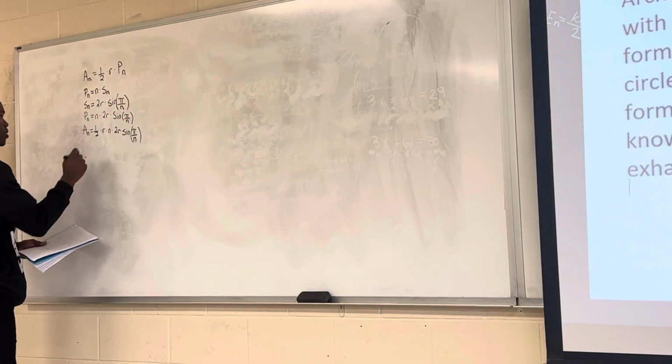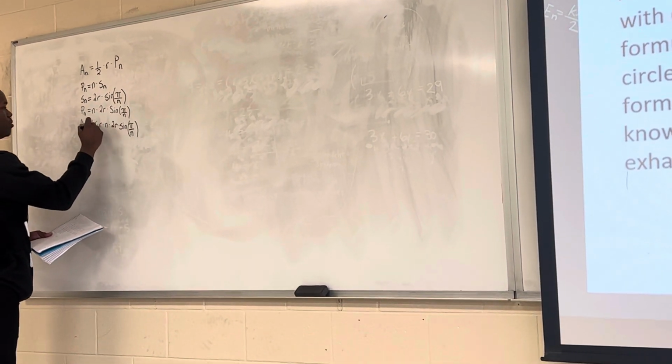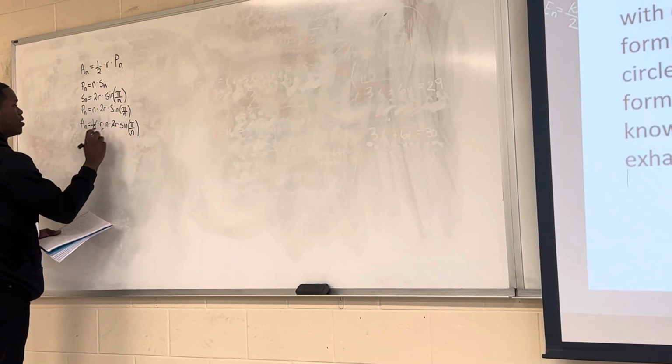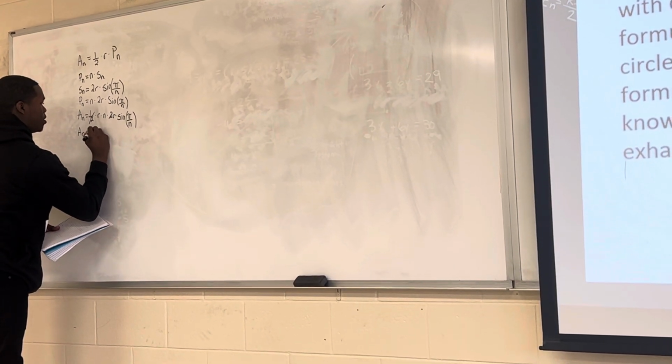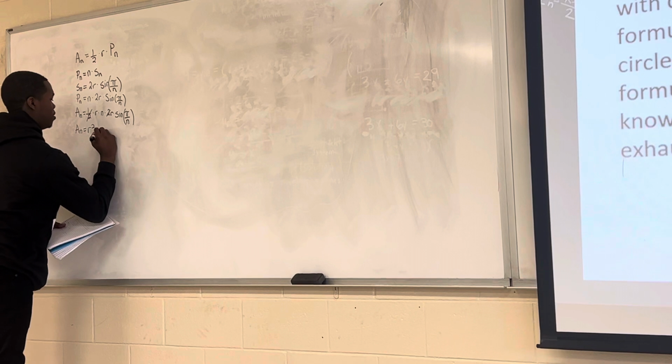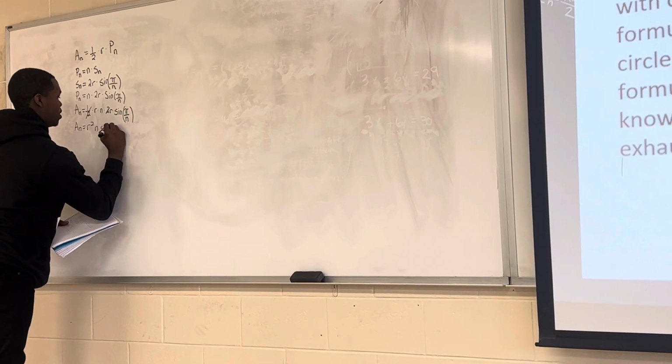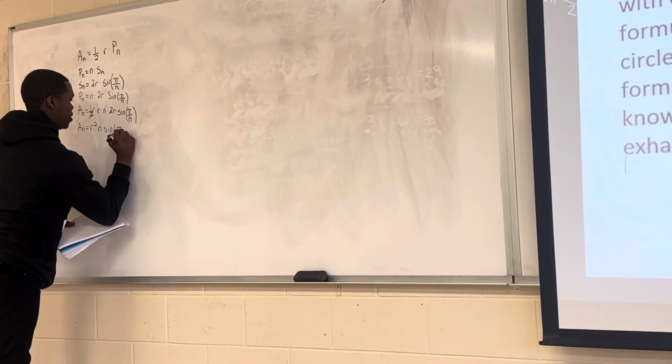And then you can just reduce that. The 1/2 and the 2 will cancel out, and the r's will make r squared. So therefore A_n equals r squared times n times sine of pi over n.